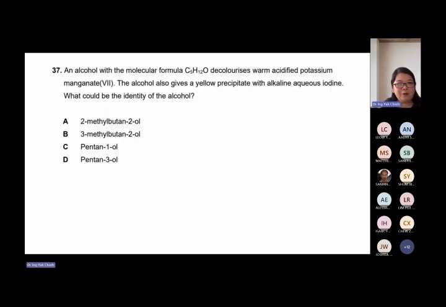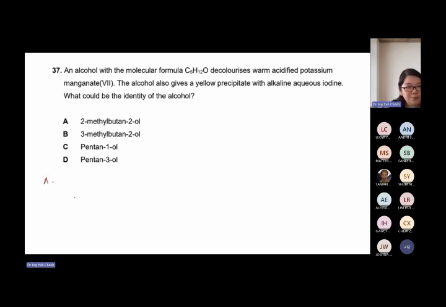37: an alcohol with the molecular formula C5H12O decolorizes warm acidified potassium manganate(VII). The alcohol also gives a yellow precipitate with alkaline aqueous iodine. What could be the identity of the alcohol? A, B, C, D. I have to draw the structure of all these answers. This question cannot save time.